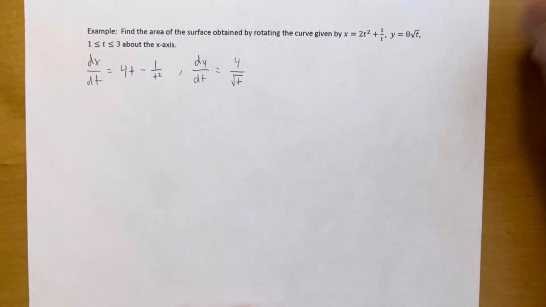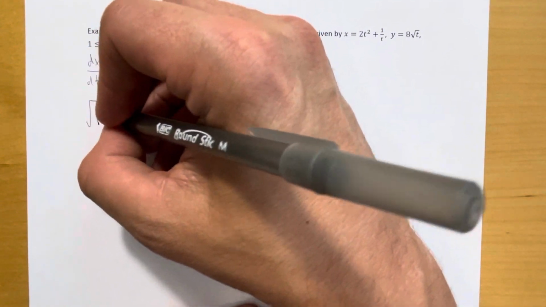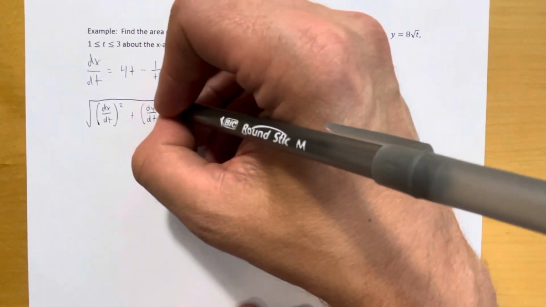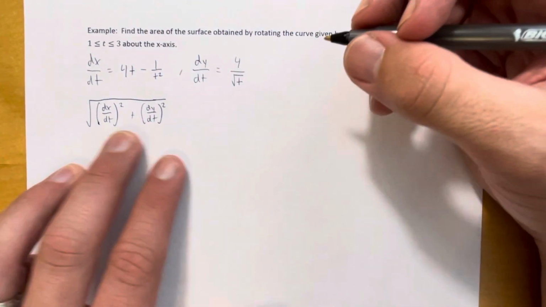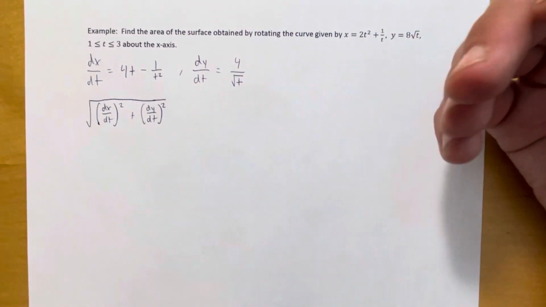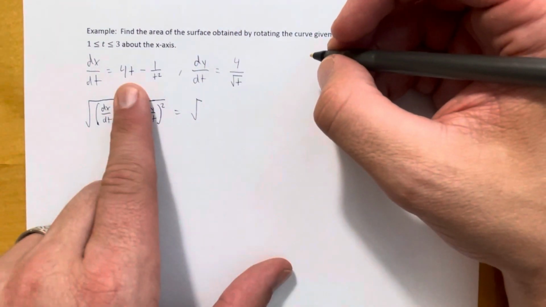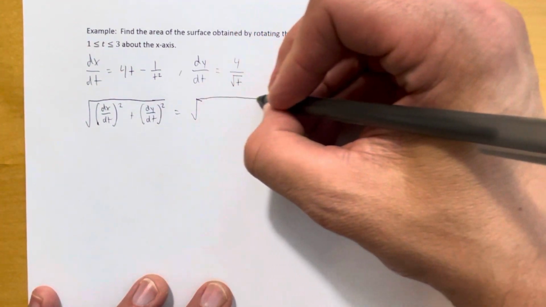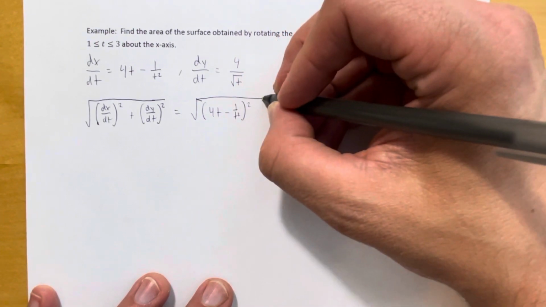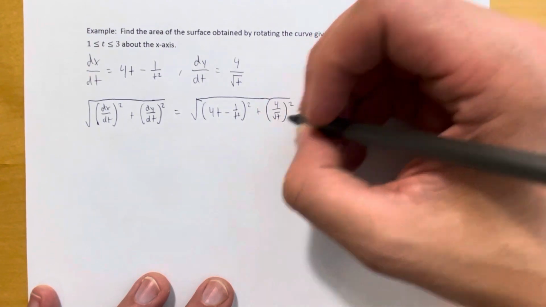Okay? Now, our integrand is going to include a factor that looks like this, dx dt squared plus dy dt squared, all under a big square root. So I'm going to work that out separately from the integral to get some expression that we're then going to put into that integral formula in a later step. So first thing I want to do is square this. If I square that, let's just write it this way: 4t minus 1 over t squared, all squared, plus 4 over the square root of t, squared.